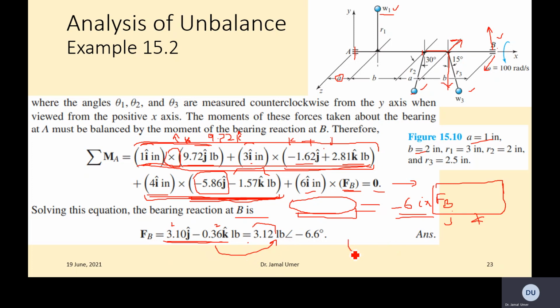An angle, as I said, you can find out with tan theta. Tan theta can be determined by using this minus 0.36 divided by 3.10. This is the way you do the angle, and you work out what the angle will be here. So just give it a go, try it yourself, and if you have any question, you can just ask again.